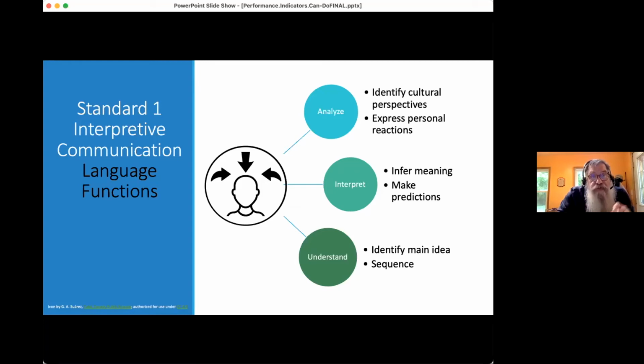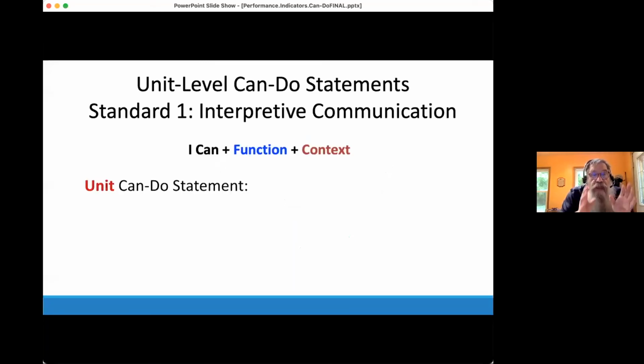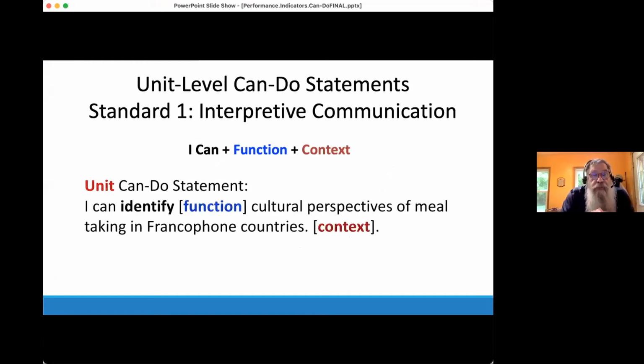So we're going to take one of these functions to lead our unit CanDo statement with. So again, our CanDo statement: I can plus function plus context. So our unit CanDo statement might be, I can identify, that's our function for interpretive communication, for understanding, cultural perspectives of meal taking in Francophone countries. So meal taking in Francophone countries becomes a context for communication. So that's our student facing unit level CanDo statement for that unit.